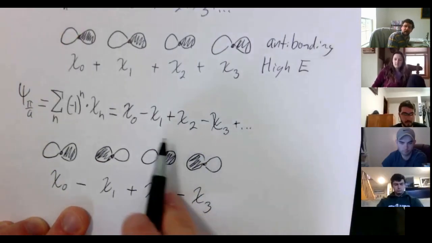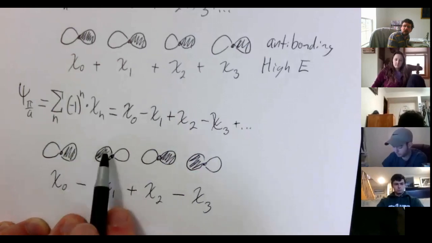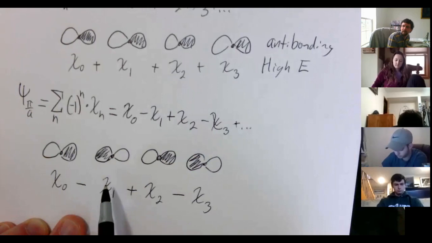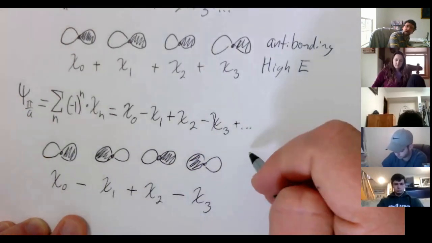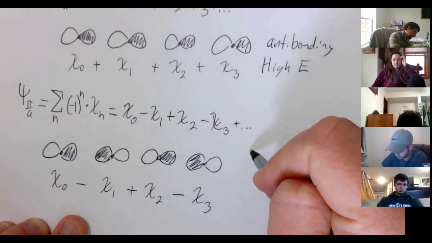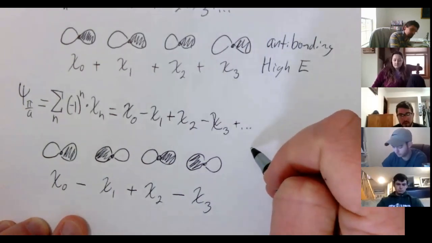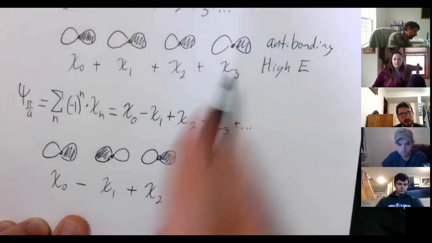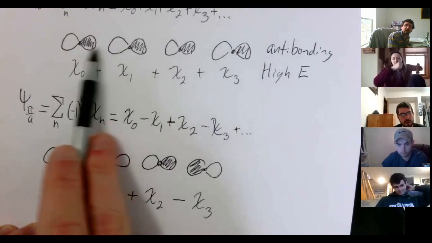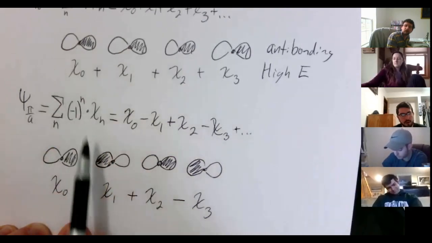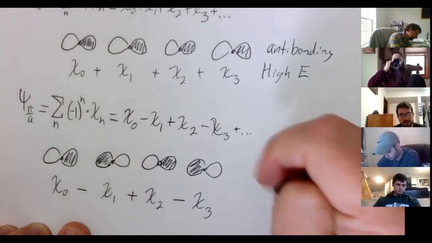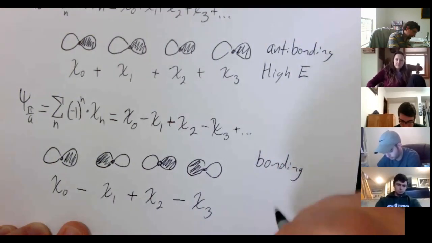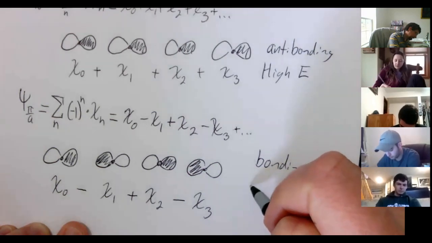All right, now looking at this, are we going to have constructive or destructive interference between chi0 and chi1? Constructive. So what does that mean? What type of orbital do we have? Antibonding is where they're completely out of phase with one another, so this one's a bonding orbital. And is that going to be high in energy or low in energy? It's going to be our energy minimum.